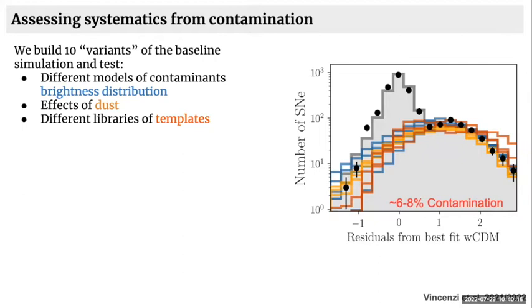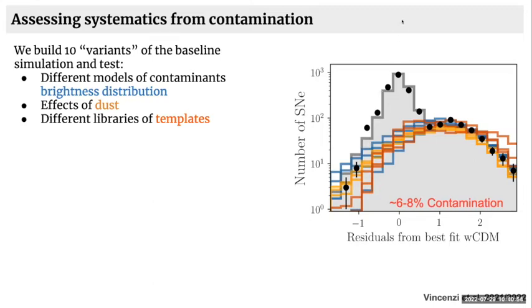And I was mentioning that one of the first challenges was to try to model that source of contamination, and we did this by testing different core collapse templates, different luminosity functions, and different assumptions on dust. The colored histograms that you see in the plot show you how these different assumptions change the contamination in our Hubble diagram.